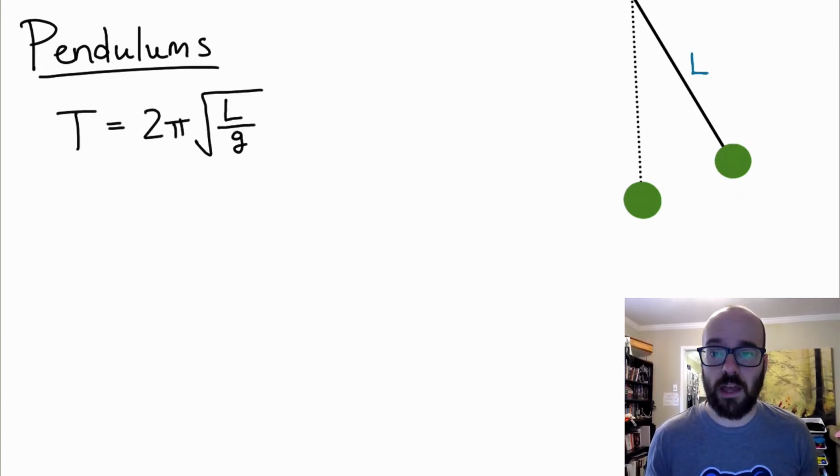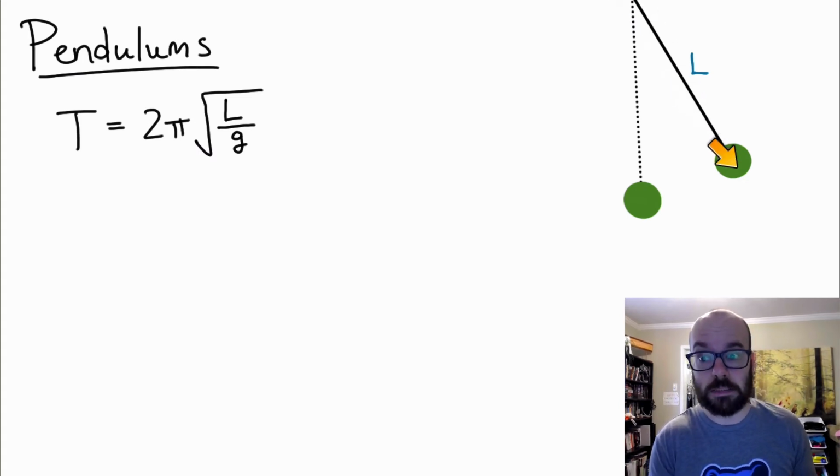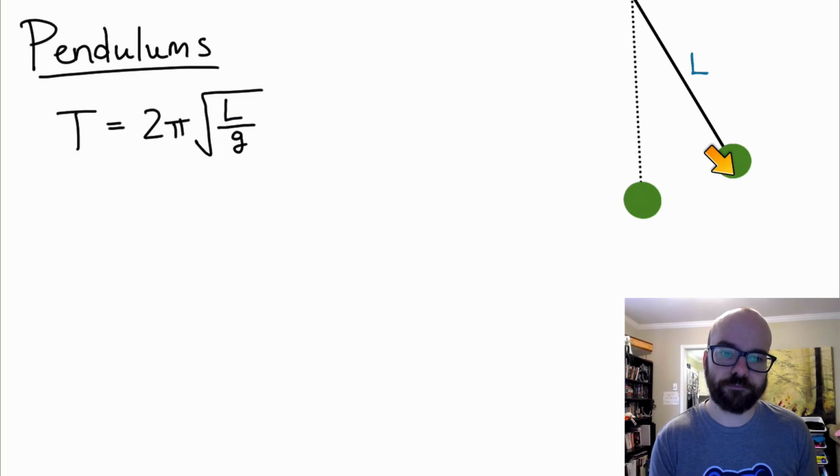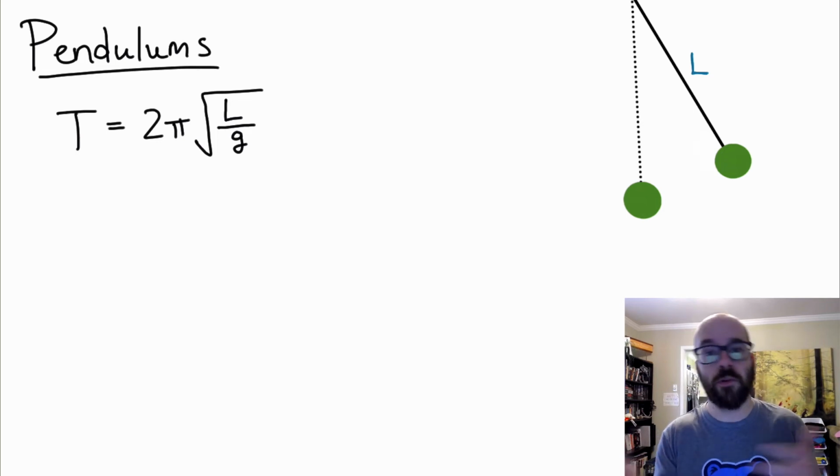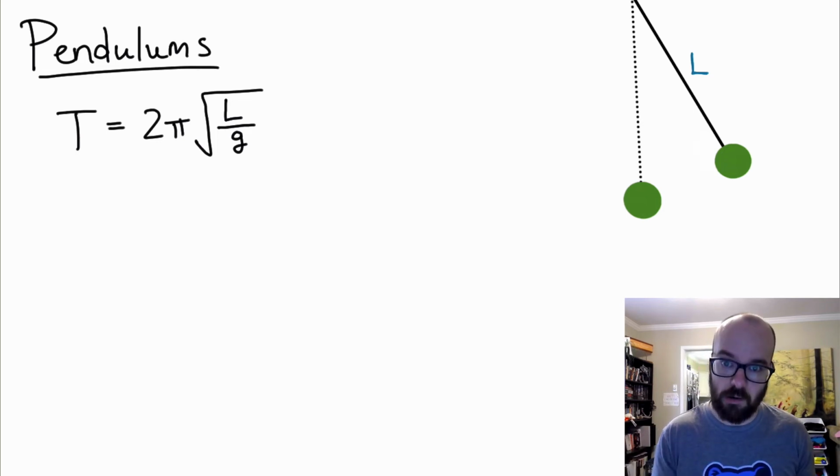And we got an equation for that too. T, or period, equals 2 pi times the square root of length over gravitational field strength. The length here is the length of the string from that point of rotation down to the pendulum bob, or the mass at the end of the pendulum. g is 9.8 meters per second squared here on Earth. So if you took this pendulum to the moon, it's going to have a different period.